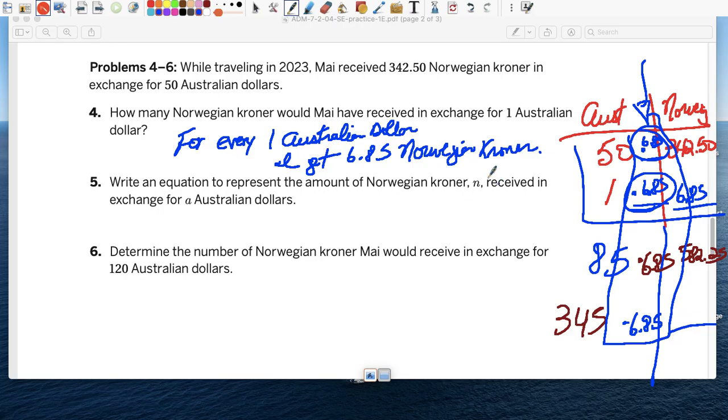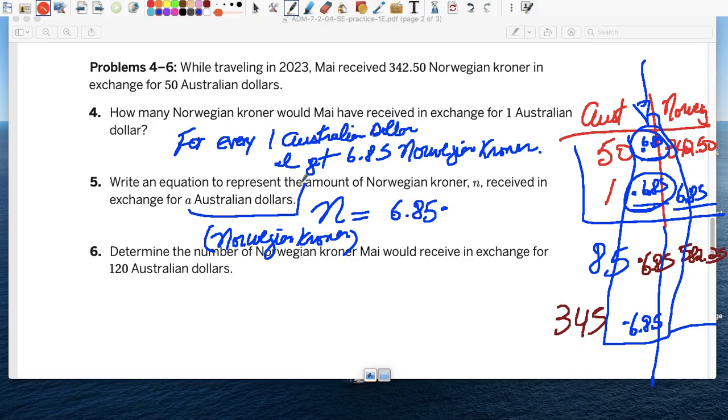Write an equation. So your equation comes in this format. To find out how much Norwegian money, N represents the Norwegian kroner. So in order to find out how much Norwegian kroner you're going to get, what do I have to do? I have to multiply 6.85 times A. What does the A stand for? Australian dollars. So this would be your formula.